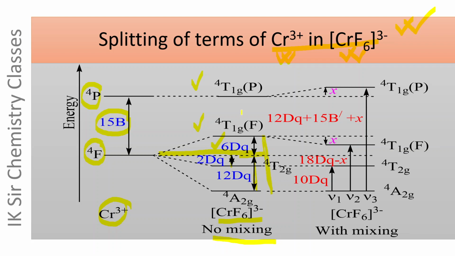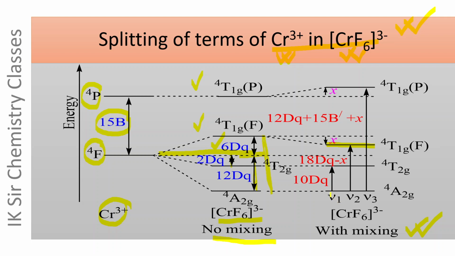According to the non-crossing rule, these two states, 4T1g(P) and 4T1g(F), will repel each other. As a result, the energy of the 4T1g(F) state will decrease by an amount x, where x is called the configuration interaction term or bending parameter, while the energy of the 4T1g(P) state will increase by x. And this is the splitting of terms for CrF6 3- with mixing.